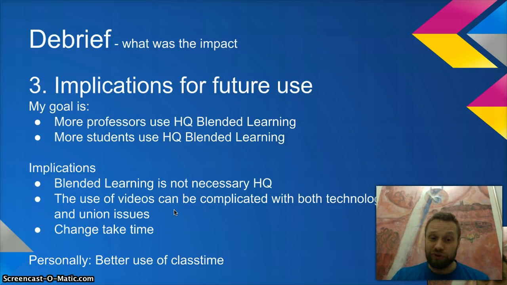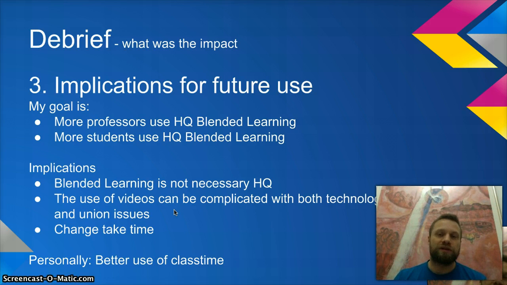Well, the use of videos can be complicated, both technological, copyright-wise, and the union issues. For us, lots of people are talking about how the union are gonna solve this problem with the copyright. What if a professor finds a new job? Does he take his videos with him, or what? Who owns the videos that he makes by the salary of this university?